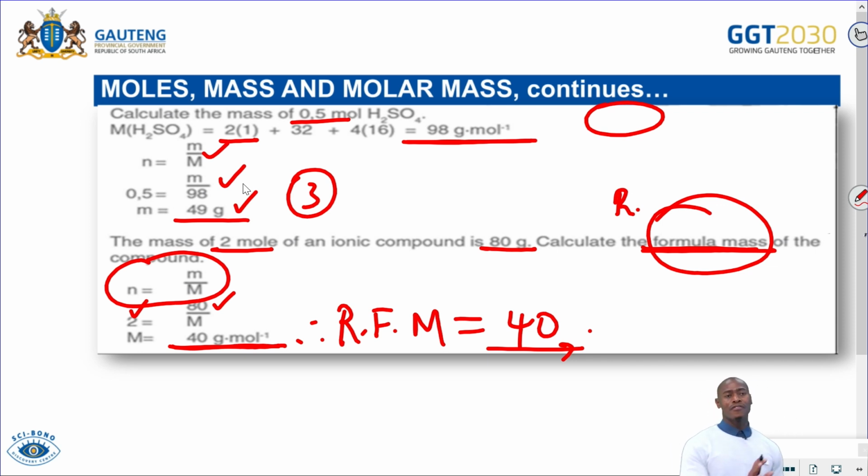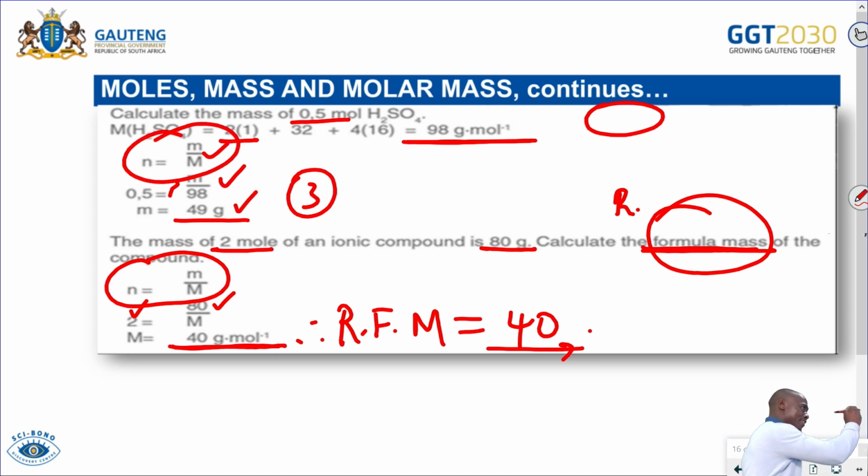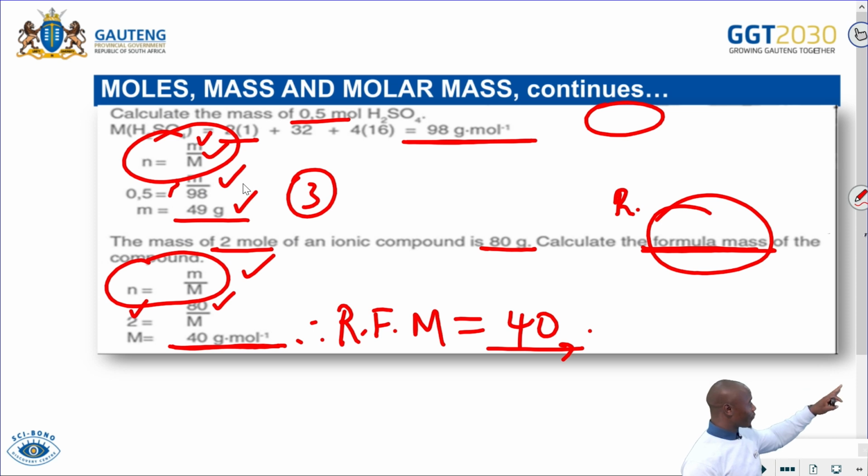So if we check these examples, we're using the same equation, n equals mass over molar mass, where n is the number of moles. With this equation, you can calculate the number of moles given mass and molar mass, or calculate mass given the number of moles and the molar mass. In this example, we used the number of moles and mass to calculate the molar mass. Since there are 3 physical quantities, if you are given 2 of those, you can calculate the one that is missing or unknown.